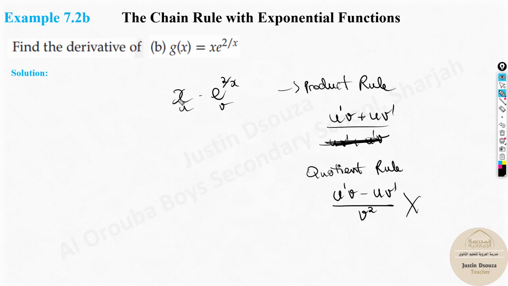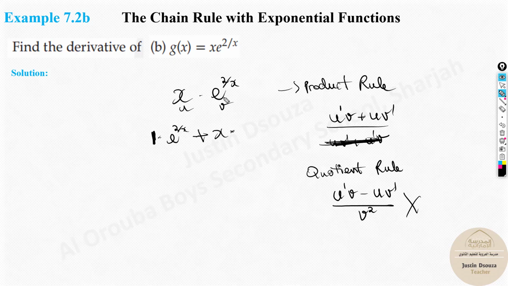Okay, now we will solve this. The first term is derived first, that is the derivative of x is 1. 1 multiplied by v as it is, e to the power 2 by x. Now, plus u remains as it is, x.